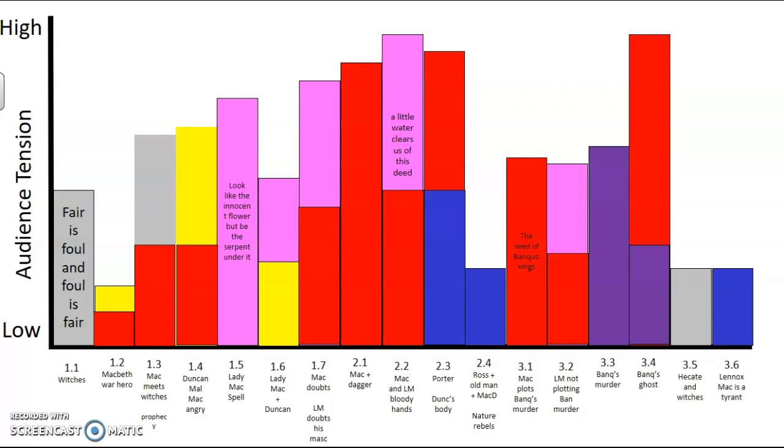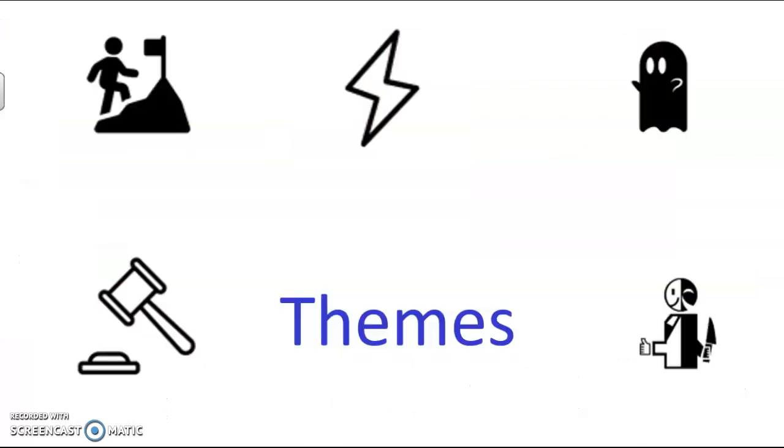Okay, so you've got your colour coding. What we're going to move on to now, the final stage, is to look at themes. Here are images for 5 themes of Macbeth. I want you to guess what each theme is based on the image. Pause the video and make your guesses.